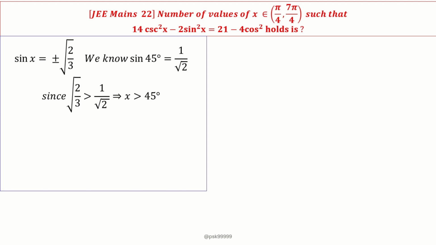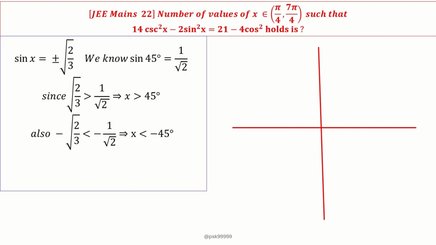Let's understand this. We know that sin 45, that is pi by 4, is 1 by root 2. This square root of 2 by 3 is greater than 1 by root 2, which means x is greater than 45, because sine is an increasing function. And if you apply the minus sign, then minus root 2 by 3 is less than minus 1 by root 2, which means x is less than 45 in this case.